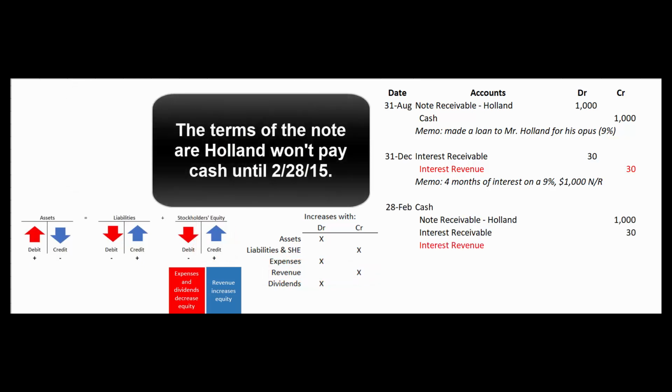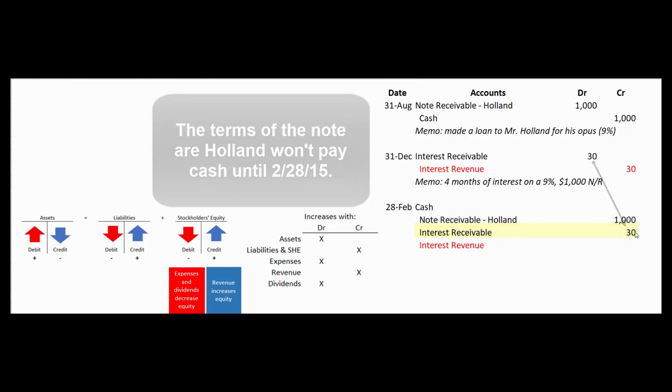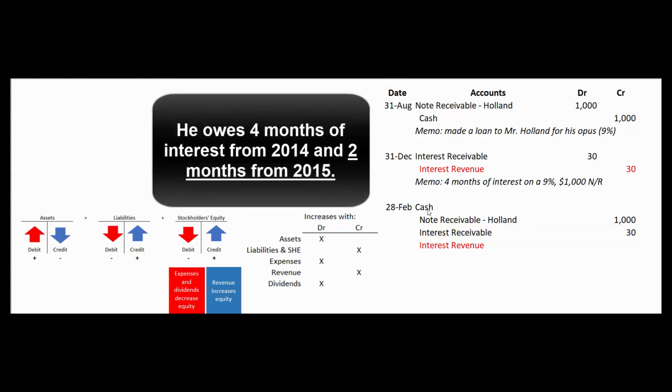Let's skip forward in time to February 28th. It's time to pay us off. Certainly he owes us $1,000 worth of principal. He also owes us that $30 of interest receivable that we booked previously, but now he owes us 2 more months of interest. He owes us for January and February of, let's say, 2015.